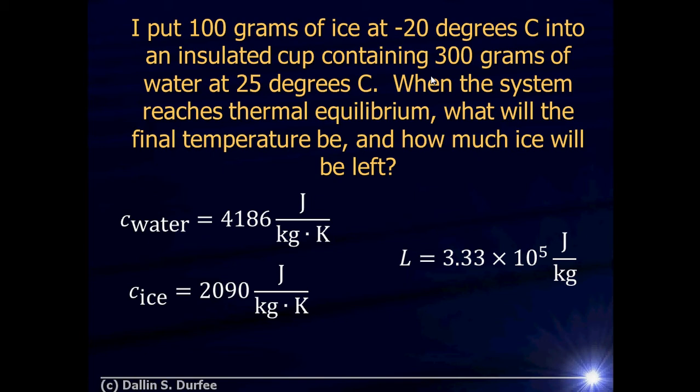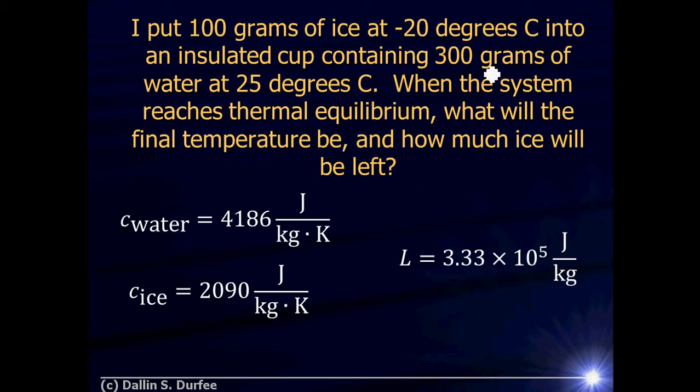So I'm going to pick one of those scenarios, try it, and see if it works. If it isn't consistent, then I'll try another one. But I can make an educated guess. If I look at this, there's 3 times as much water as there is ice. They're both kind of similar temperature differences away from 0, right? The water's 25 degrees above 0, and the ice is 20 degrees below. So there's similar temperature changes to get them to 0 degrees C, just in opposite directions.